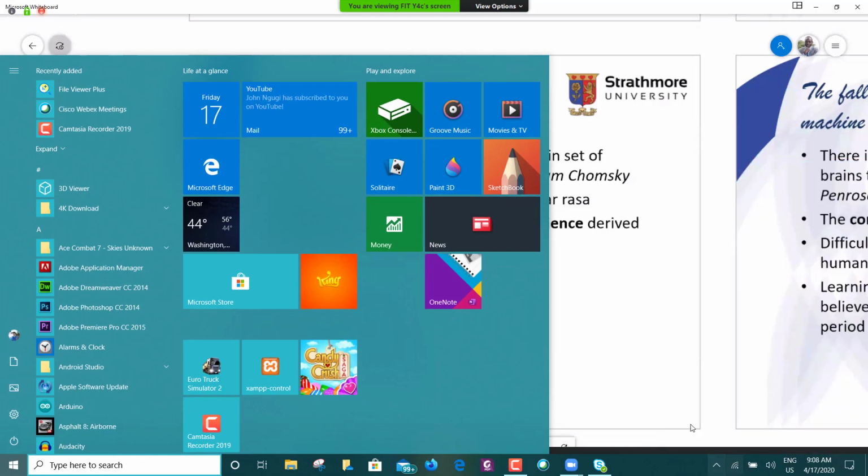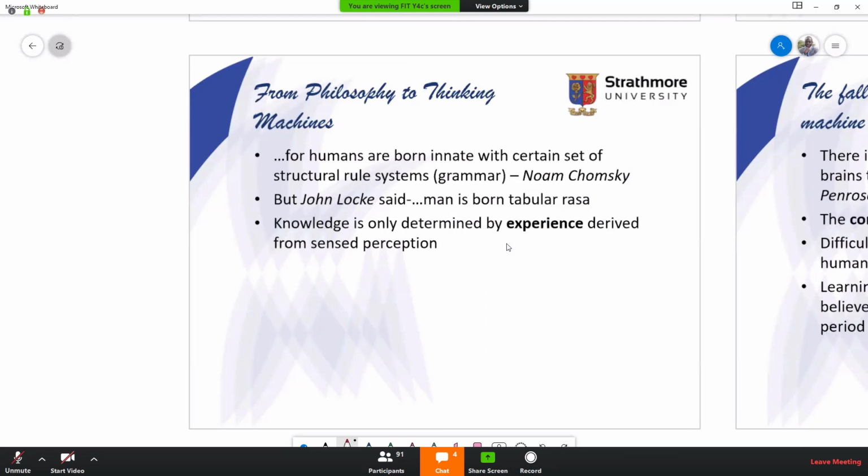So very fast, let's go through this one. We finished this one. There's another famous guy. This guy is still alive. We study a lot of him in NLP because that's his major field. The argument he puts out is that humans are born innate with certain set of structural rule systems. So by the time you are born, your brain somehow has some rules that are already pre-installed according to Noam Chomsky. Like when you look at language and grammar, it's like an order and a pattern. And guys are like born with it according to Chomsky.